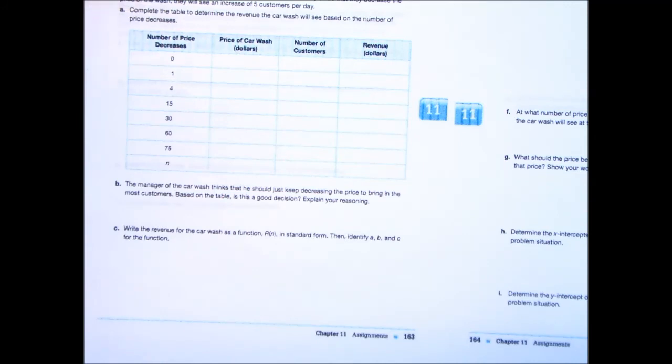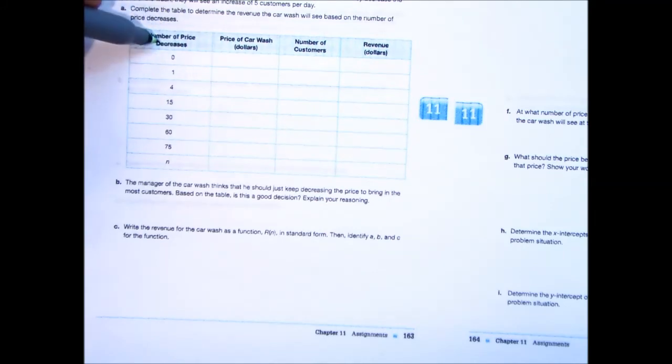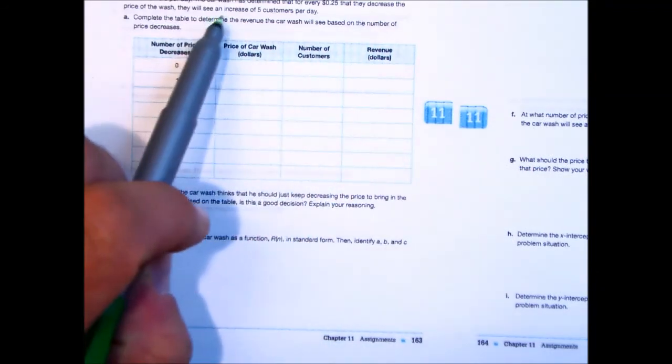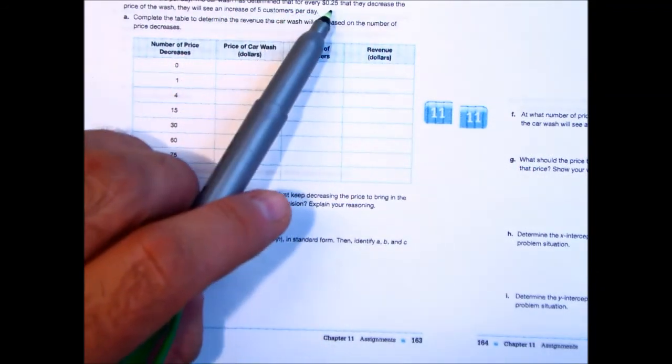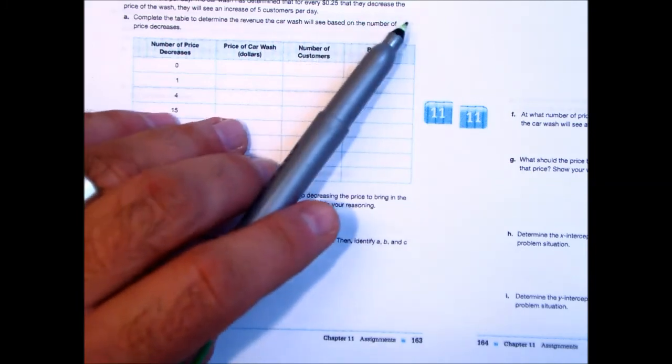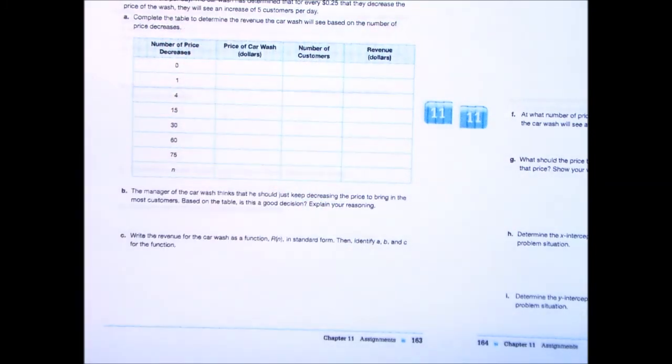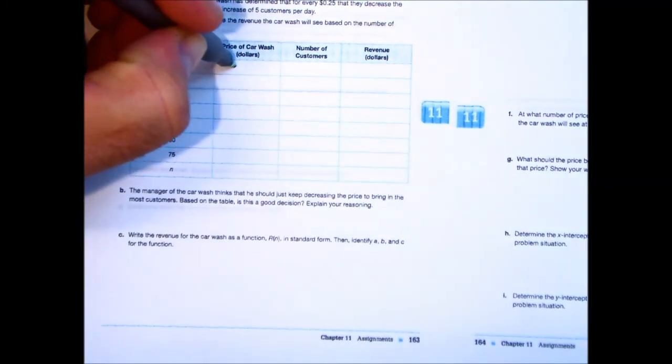Okay, so the price decreases. It says the car wash has determined that for every 25 cents that they decrease the price of the car wash, they will see an increase of 5 customers per day. So the price of the car wash is $20.